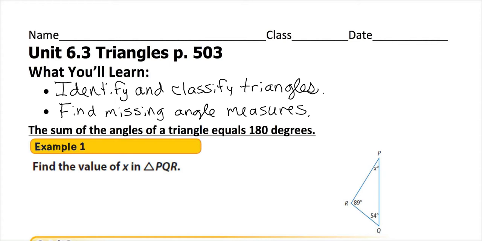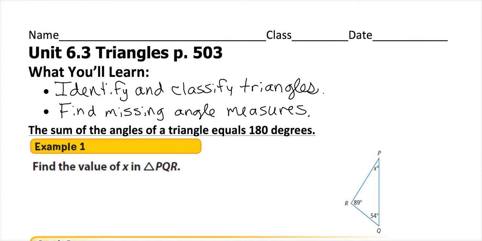All right, so the main thing to know for today is that the sum of the angles of a triangle equals 180 degrees. So we take the inside or the interior angles and we add up each of those. We will come up with 180 degrees. All right, so let's take a look at example 1. It says find the value of x in triangle PQR.